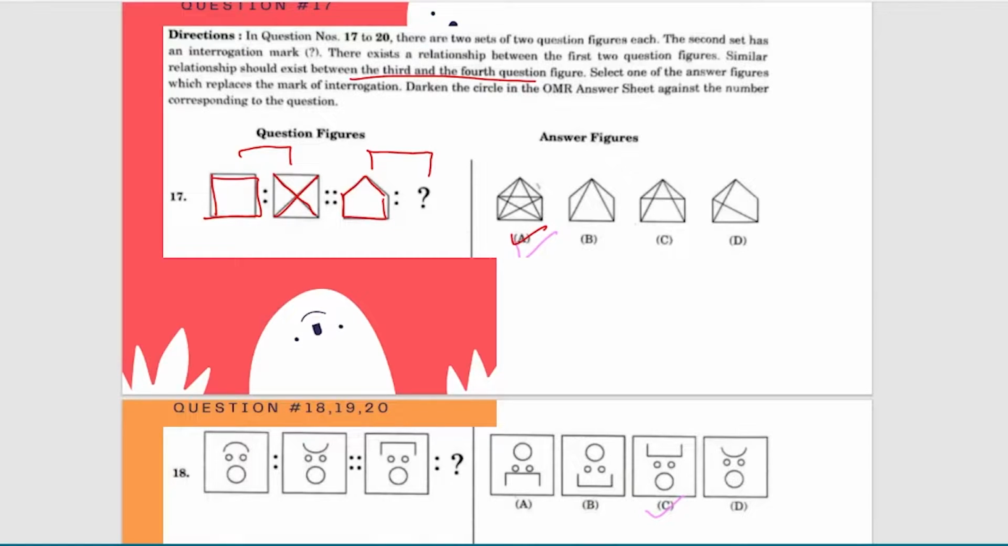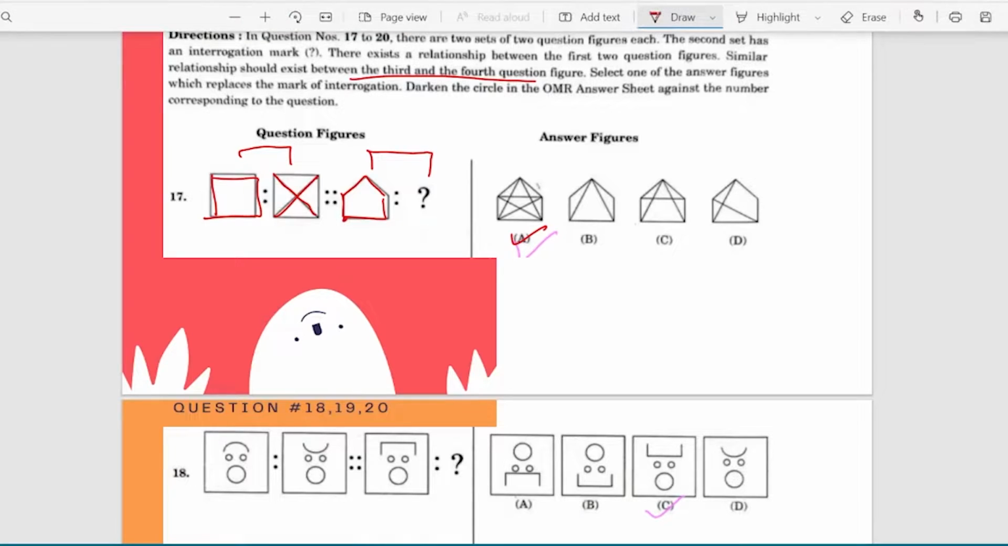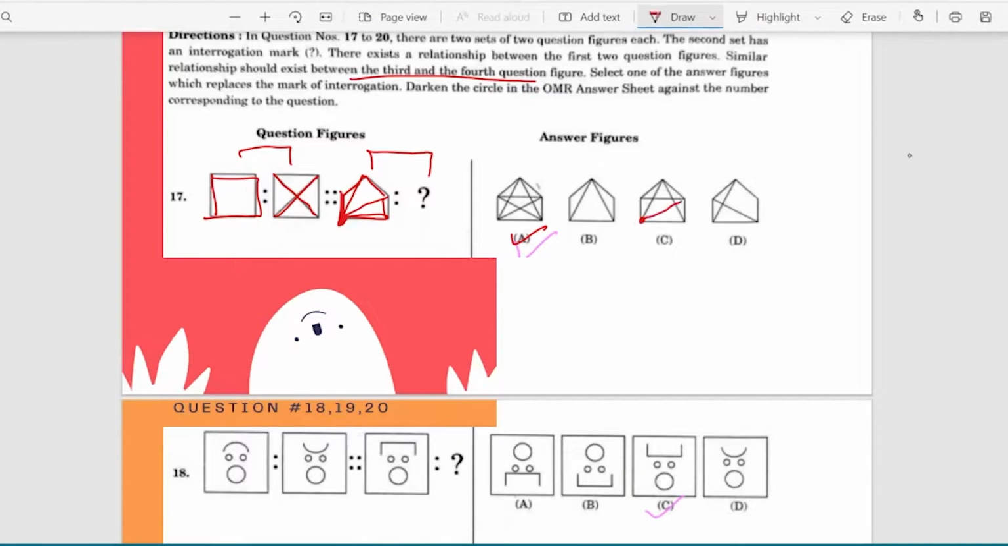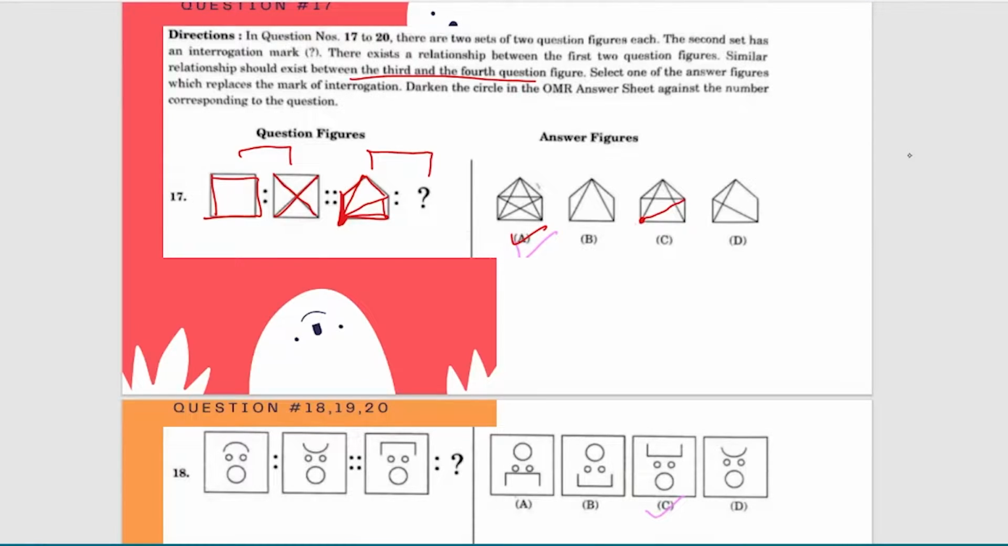Diagonals means that every corner should be connected to every other corner. So over here, this corner, for example, should be connected to this corner, this corner, this corner and this corner. We can see that in C, this corner is not connected to this corner. So that's why C does not have all the diagonals.